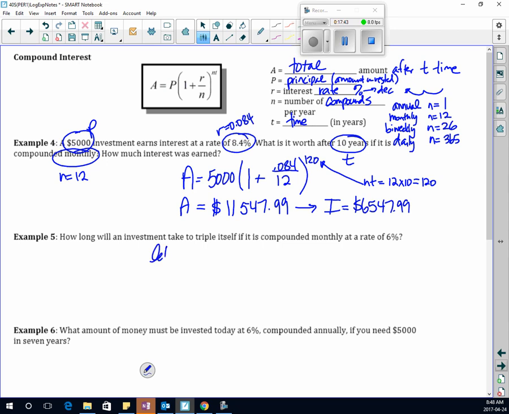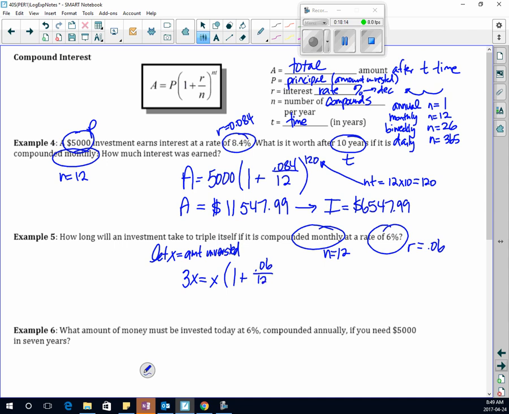Yes? Let X equal amount invested. It's compounded monthly, so that means N equals 12. The rate is 6%, so that means my R is 0.06, yes? So how much would my investment be if it was tripled? 3x. So 3x would equal x times (1 plus 0.06 divided by 12) to the power 12t. Does everybody see where I got that from?